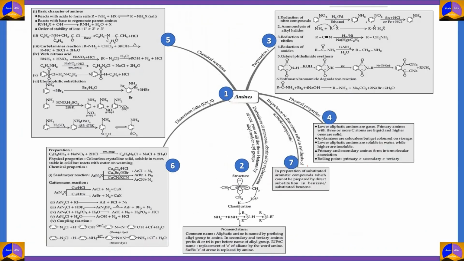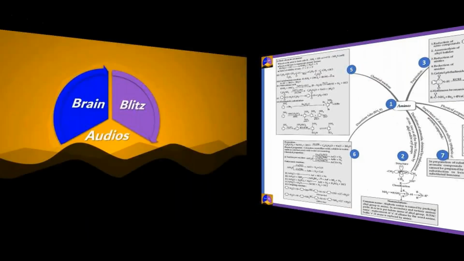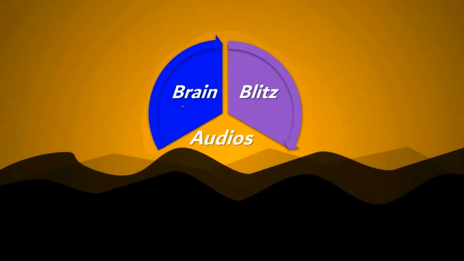And that ends the chapter amines. We've covered all 7 parts of it. We discussed what amines are in general, we looked at their structure, and we looked at the nomenclature. We went through the preparation of amines, the physical properties of amines, chemical reactions, diazonium salts, and the importance of diazonium salts in forming aromatic compounds. So that concludes the chapter amines.